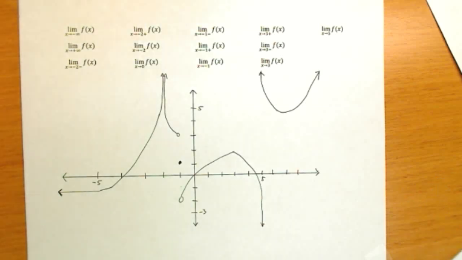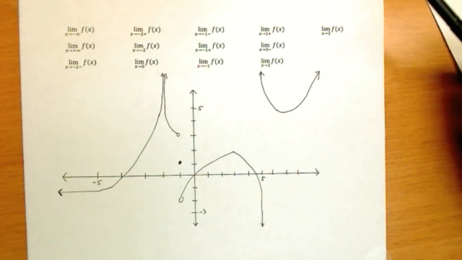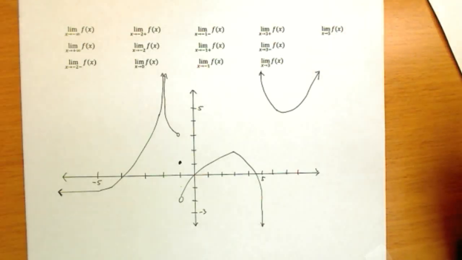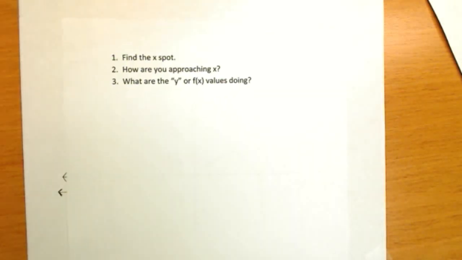Okay, now we're going to practice taking limits from a graph. We have a bunch of limits to take, and they're going to have all different flavors to them. But we're going to reduce this process to basically 3 simple steps that we can think about. So let's address these 3 steps first.